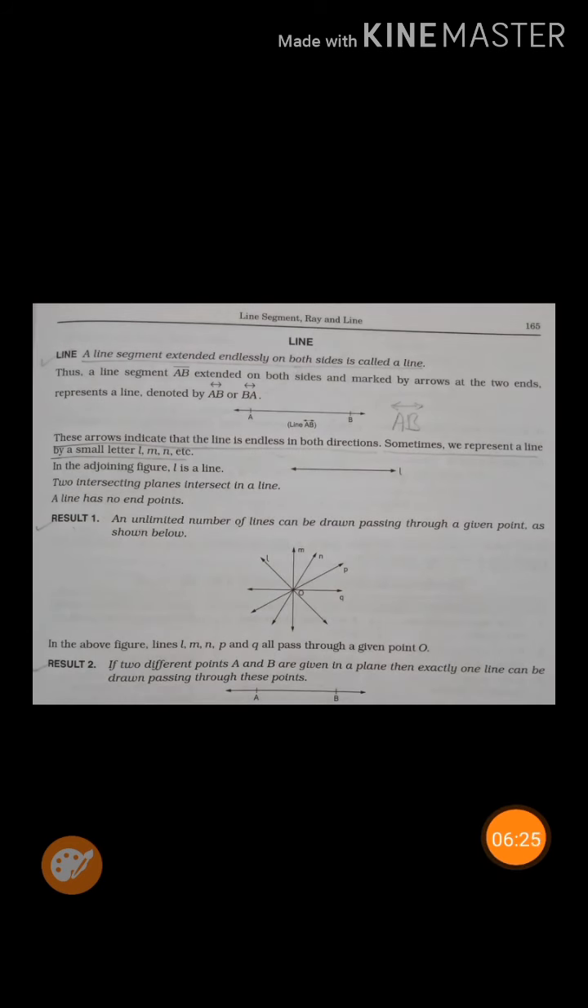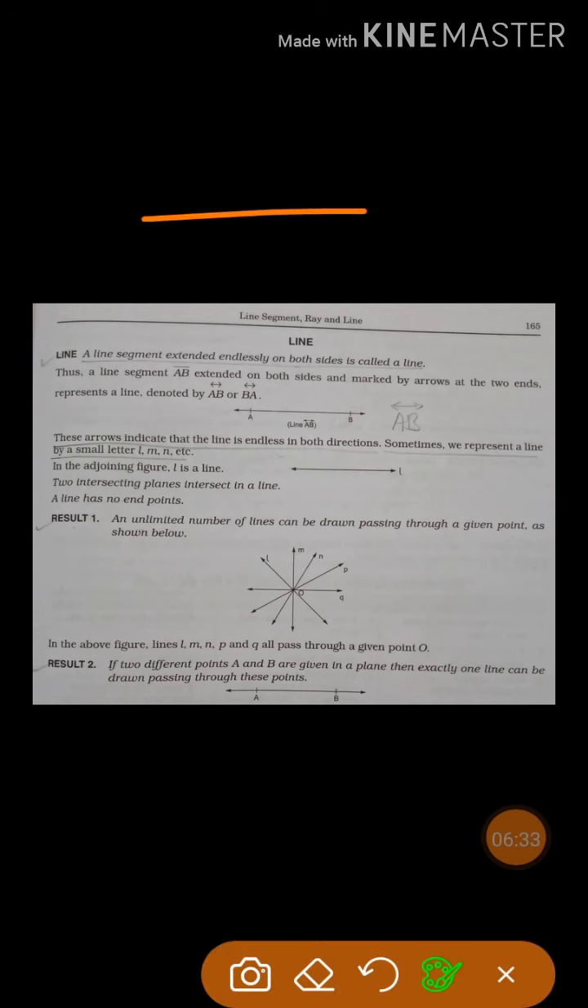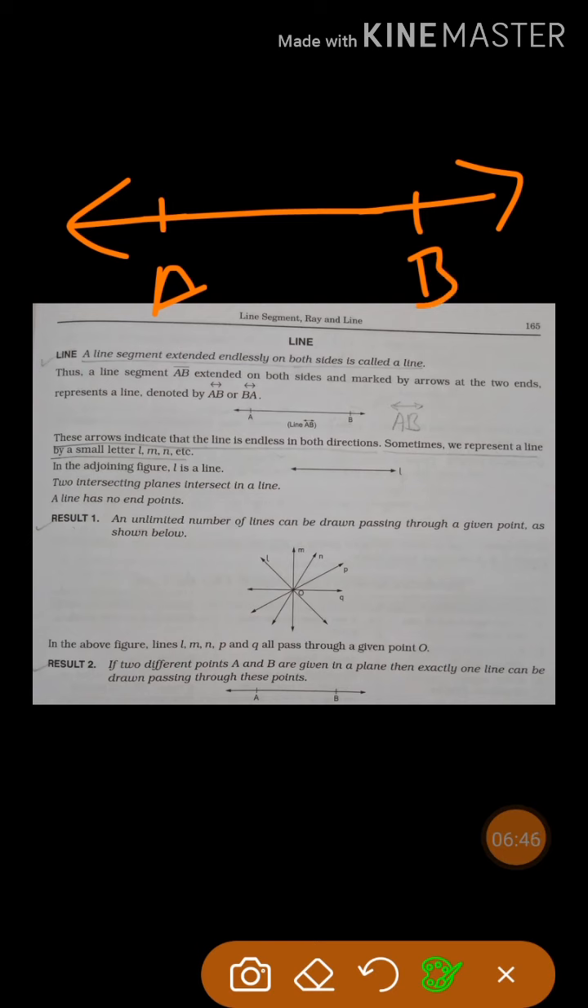The next is line. A line segment extended endlessly on both sides is called a line. If there is a line segment, now it is extended towards right and left in both directions. So now it is a line. This is a line, and we give names A and B. A and B are any two points on this line.